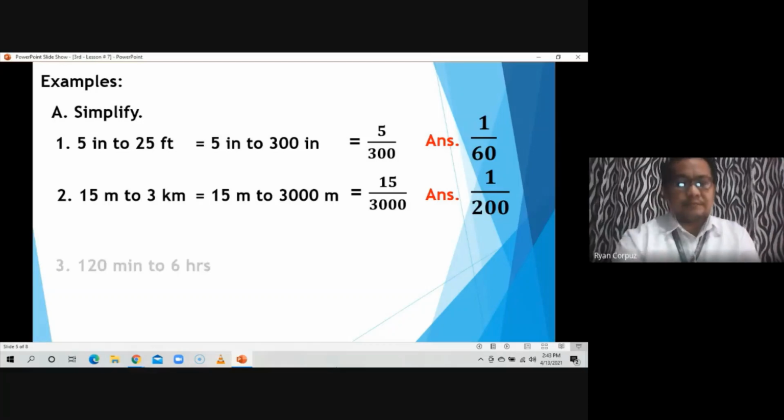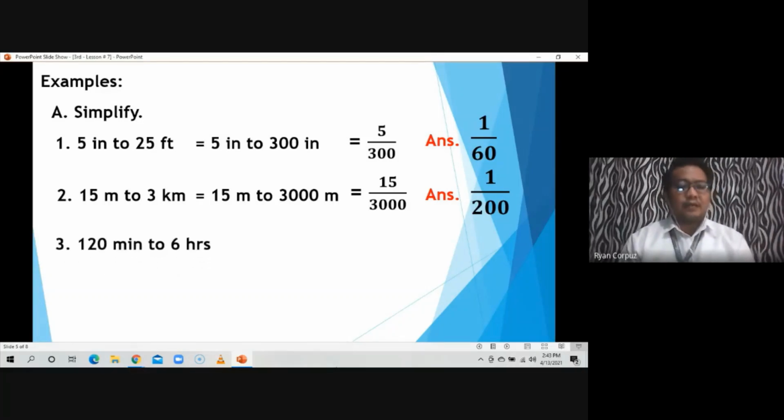So let's try another. So number 3, simplify 120 minutes to 6 hours. 120 minutes to 6 hours. So magkaiba ang unit of measurement. So dapat pagparehasin muna natin siya bago natin siya i-lowest term when we write it in fraction form. Pwede naman natin i-convert yung 120 minutes into hours or pwede i-convert natin yung hours in terms of minutes. Pwedeng ganon. So pipiliin mo lang, ano yung mas madali?